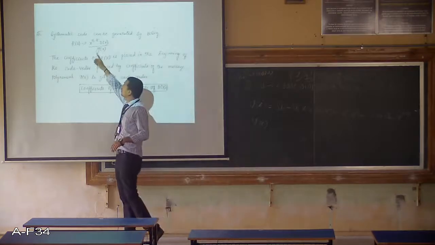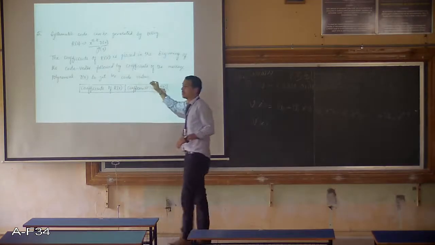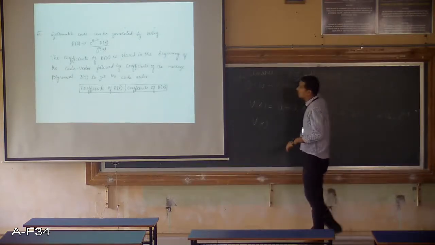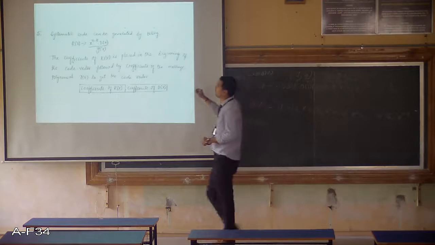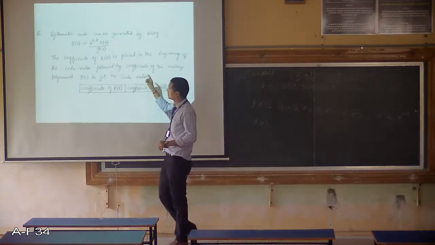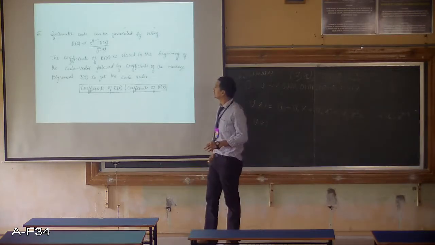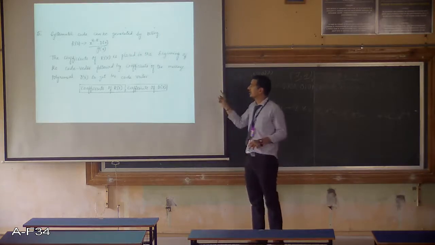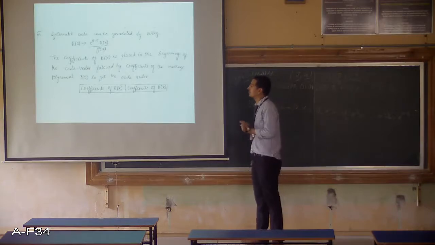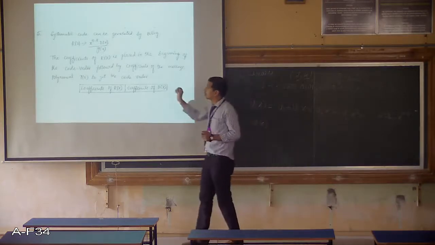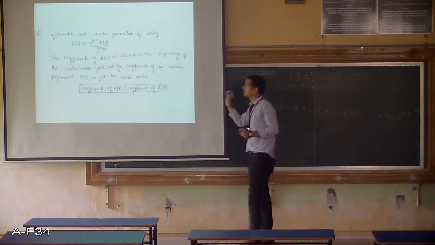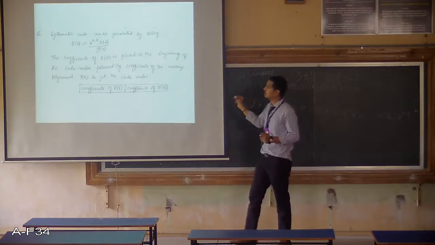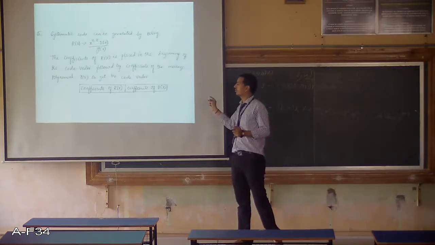is equal to x power n minus k, where n is the length of the code word, k is the number of information bits, d of x is the message polynomial, and g of x is the generator polynomial. The coefficients of r of x are placed in the beginning of the code vector, followed by the coefficients of message polynomial d of x to get the code vector.